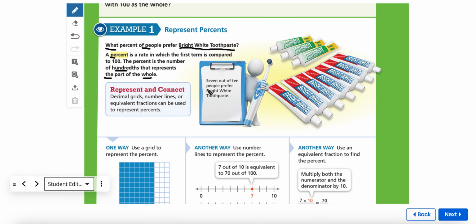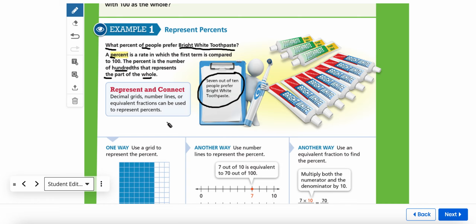That's the definition of percent. So now let's look at this information over here on this clipboard. It says that 7 out of 10 people prefer bright white toothpaste. So 7 out of 10 people. So the question is, what percent of people prefer bright white toothpaste?